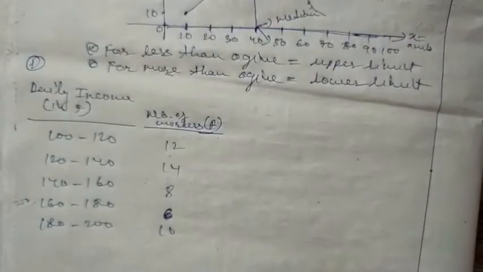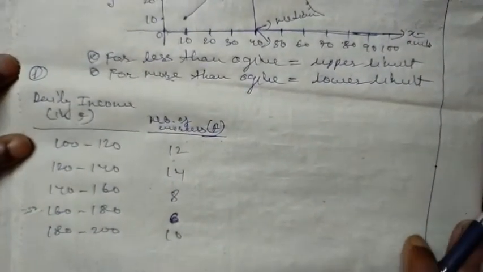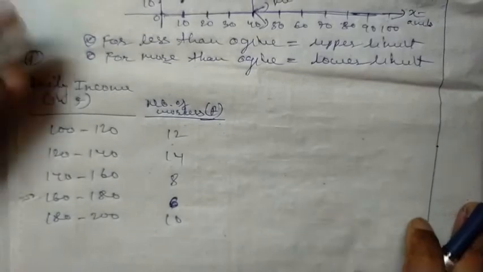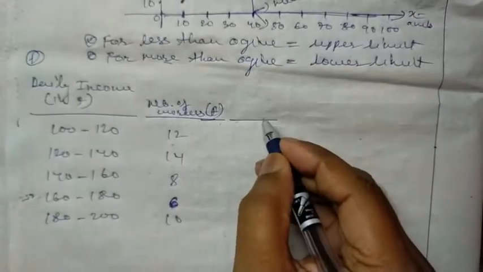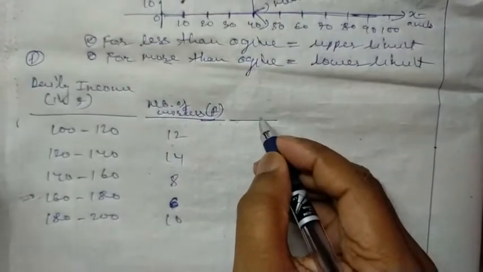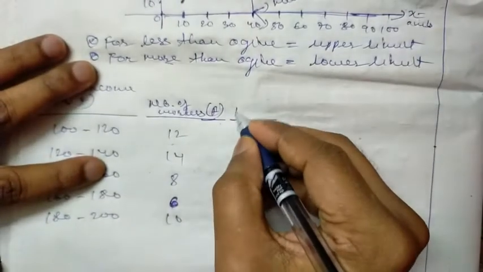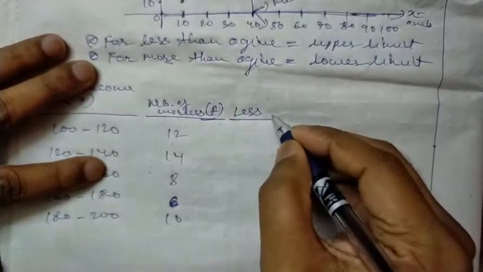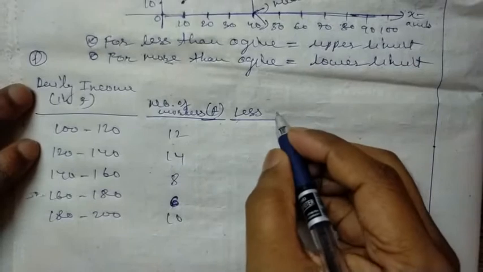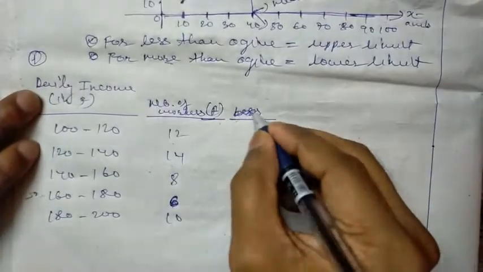Okay, we'll draw now. First of all, we have to write here less than ogive. Here, first of all, you have to write daily income.